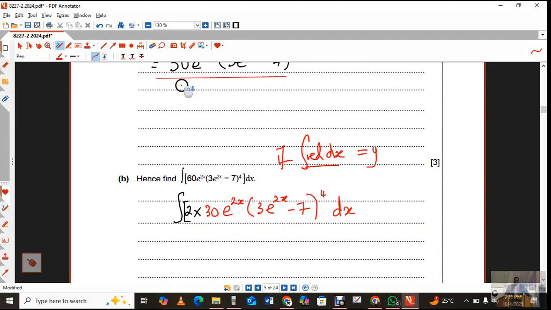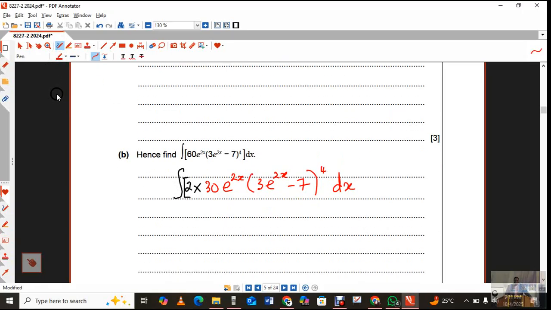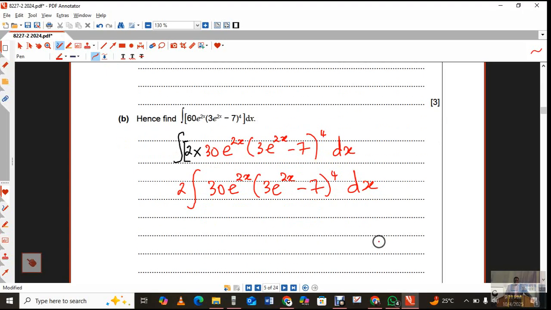So, sitting with that knowledge, this is what I'm going to do. I'm going to pull out that 2 in front of the integral, this 2 in black. So I'm going to have 2 integrated with 30e to the 2x, and that's (3e to the 2x minus 7) to the 4th, and we integrate with respect to x. But we do know what this is. This is simply, maybe I can just use square brackets, the original one that we had.